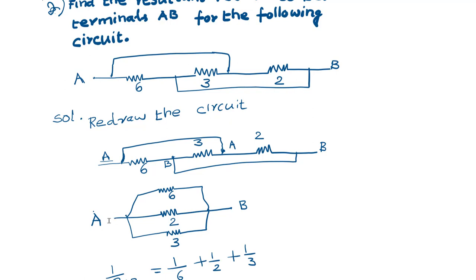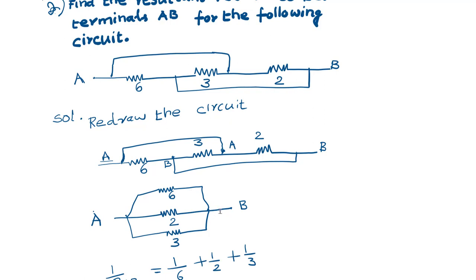First put the terminals A and B like this. This is A and this is B terminal. Then what is the element between A and B? This is A and this is B. What is the element here? 6 ohm resistor is connected. So we draw the 6 ohm resistor like this.